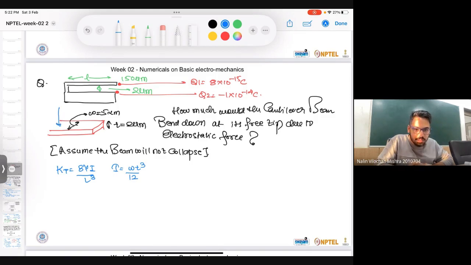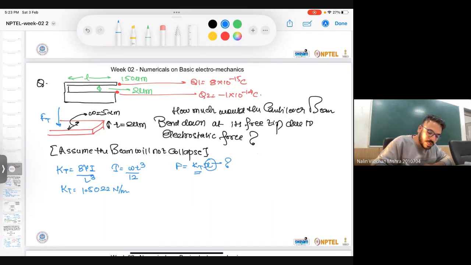We are applying force in this direction. Not that we are applying it, but because there are two charges which are opposite in sign, they will try to attract. So there is this transverse force Ft, and the moment of inertia will be W T cubed by 12. This Kt is coming out to be 1.5022 Newton per meter. Force we can write as Kt x. Now we have this Kt and we need to find the deflection x.